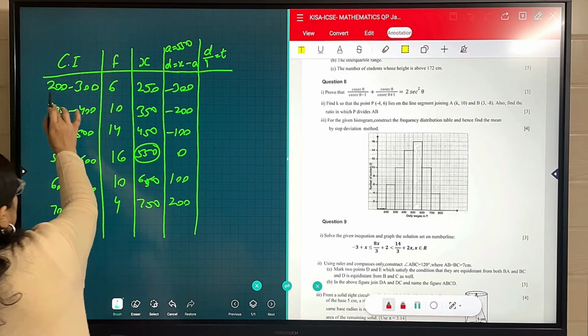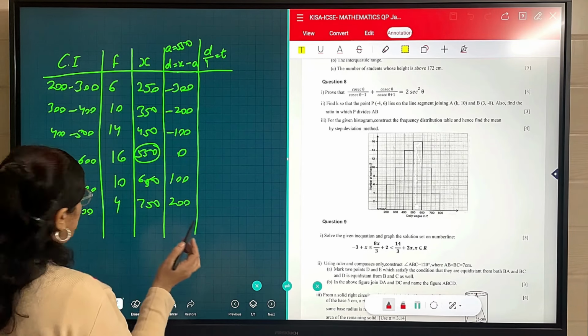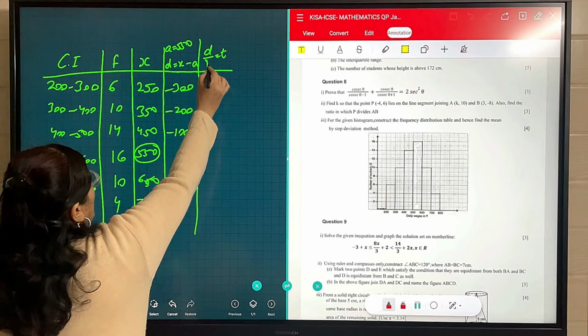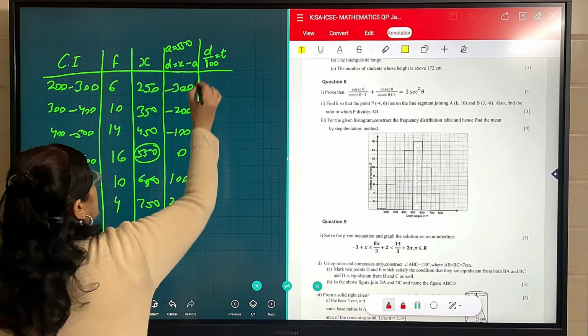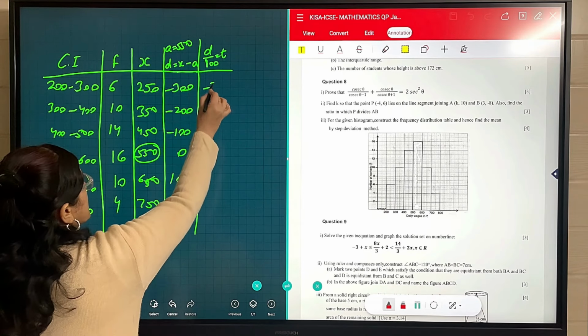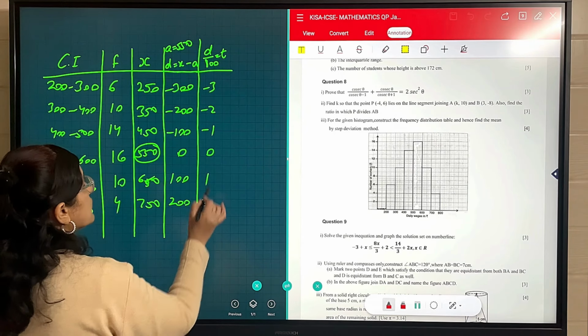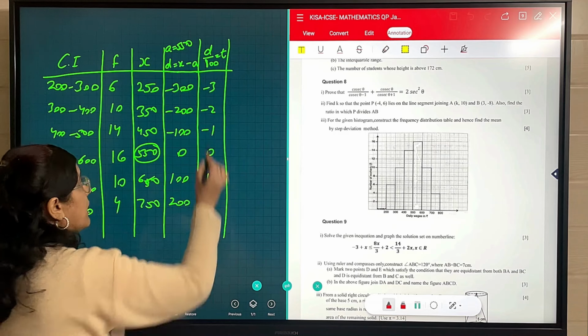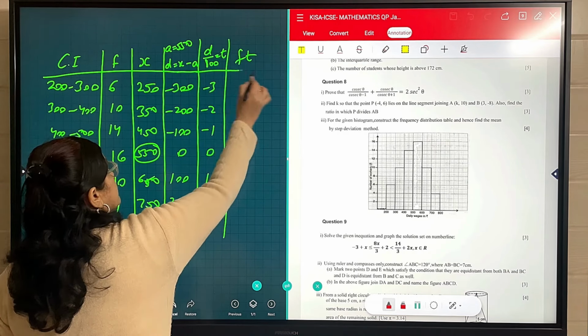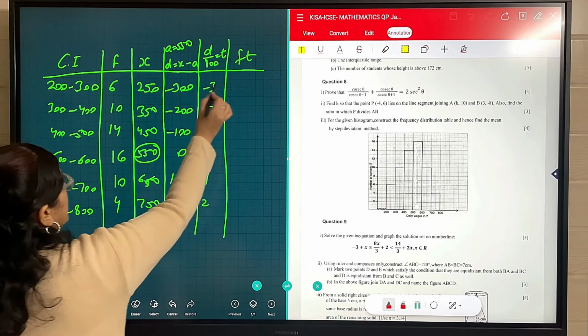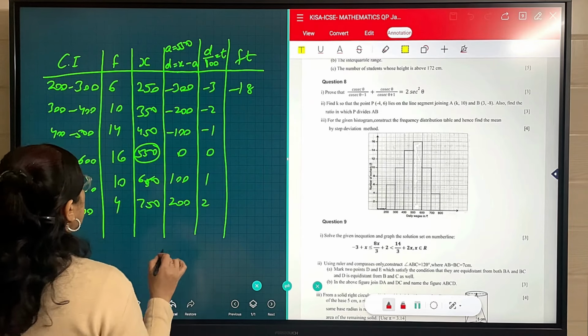The class interval is 100. Upper limit minus lower limit is 100. So i is equal to 100. So we will divide d by 100. So minus 300 by 100 means minus 3, minus 2, minus 1, 0, 1 and 2. Now the last part is f into t. F is this 6 into minus 3, which is minus 18.